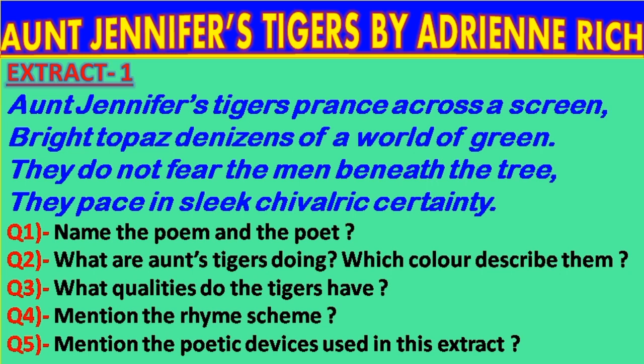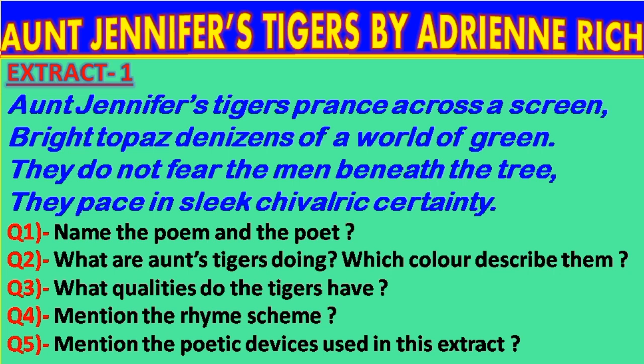Question number 4. Mention the rhyme scheme. Answer. The rhyme scheme used here is AABB. Question number 5. Mention the poetic devices used in this extract. Answer. The poetic devices used in this extract are metaphor, alliteration, visual imagery, anaphora, contrast, personification, assonance. Example of metaphor: bright topaz, denizens of a world of green.